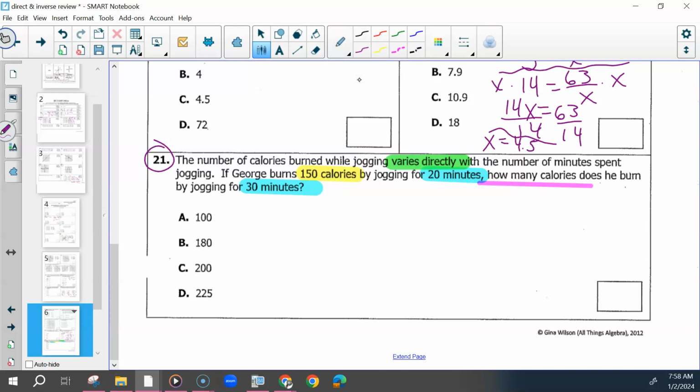Right. Remember, when it's worded like this, if it says varies directly, varies inversely, some sort of variation of those words, whatever comes before those words is y. Whatever comes after is x. And then you can match up all the rest of your numbers with your y and your x. So number of calories is y, number of minutes is x. How many calories? So we're looking for y. And then we solve this very similar to how we solved the other 21, but with direct instead of inverse. So to find our k value, what would we do with these two if this varies directly? Divide. So k equals y over x, 150 over 20.